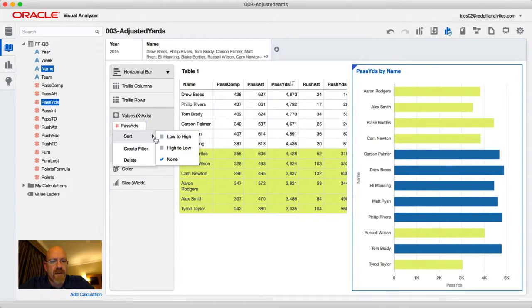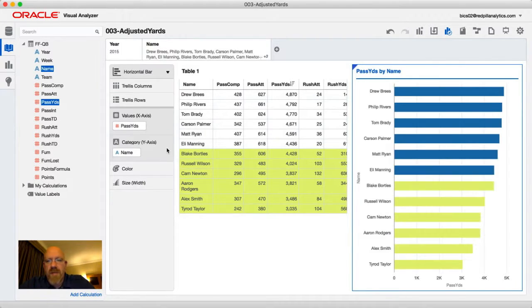So if I sort this high to low, we can see that generally speaking our passing quarterbacks, which are in blue right now, are exceeding our rushing quarterbacks, which are in yellow, from a passing yardage perspective. And that's what you would generally expect to see. But what's the value of those rushing yards for those quarterbacks?